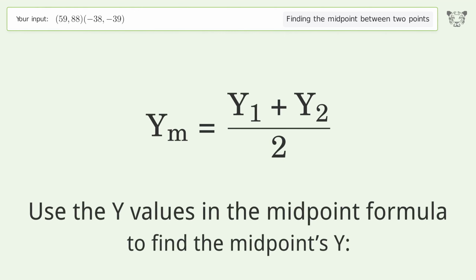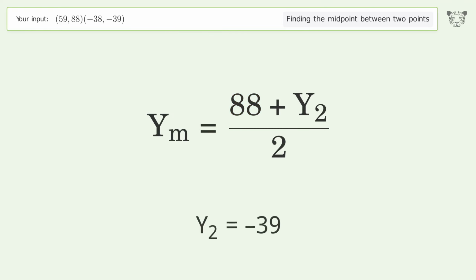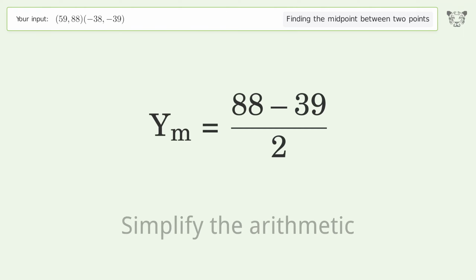Use the y values in the midpoint formula to find the midpoint's y. y1 equals 88. y2 equals negative 39. Simplify the arithmetic.